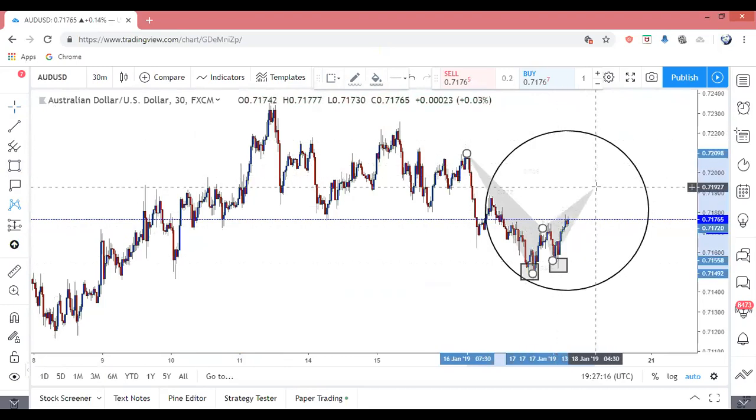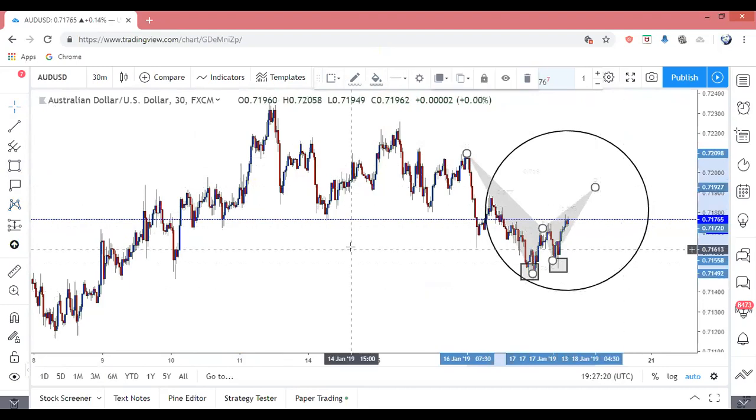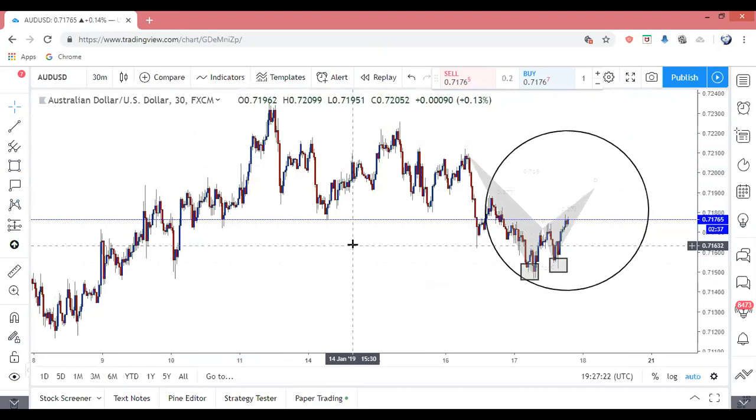So we have that. But that strategy doesn't work sometimes, and it irritates me so much because it's beautiful. Sometimes, yes, the market will be like that, but instead it will shoot down.